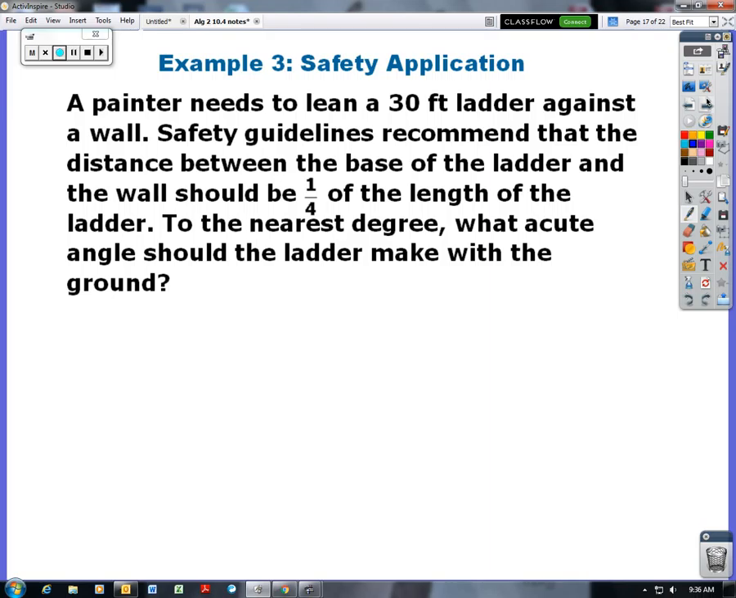A painter needs to lean a 30-foot ladder against a wall. So here's a wall. Here's a 30-foot ladder. We'll label what we know here. We're going to assume the wall is vertical at 90 degrees. Safety guidelines recommend that the distance between the base of the ladder, so that's here, and the wall, this distance, needs to be 1/4 of the length of the ladder. So 1/4 of 30 feet. In other words, 30 divided by 4, in feet as well.